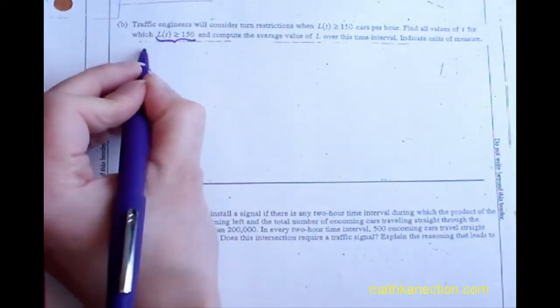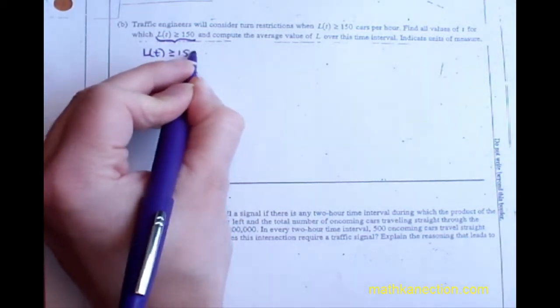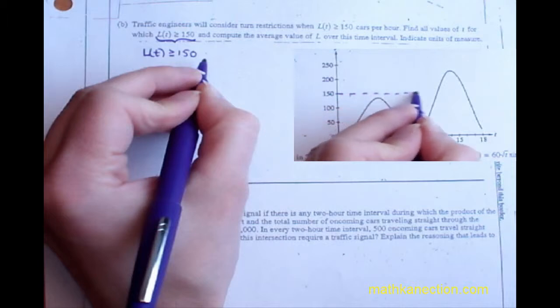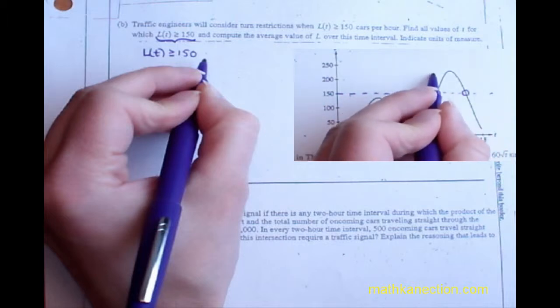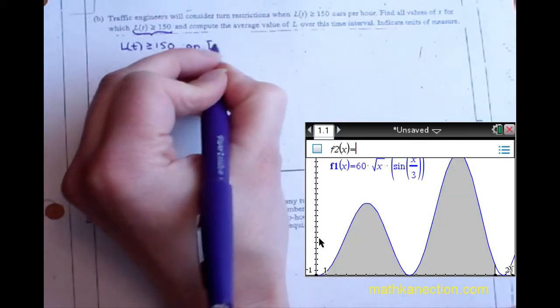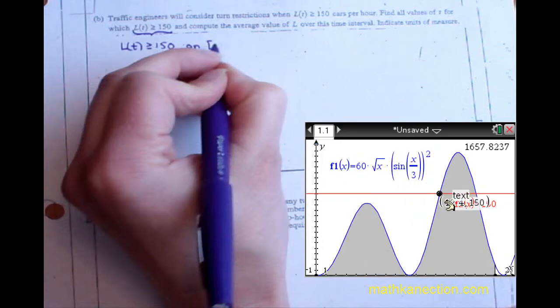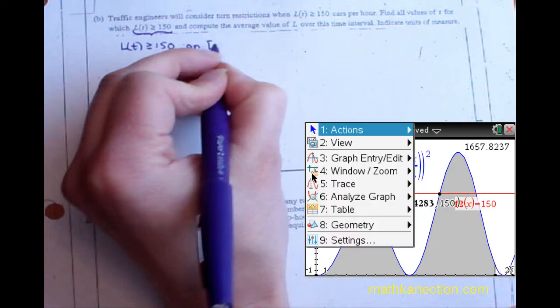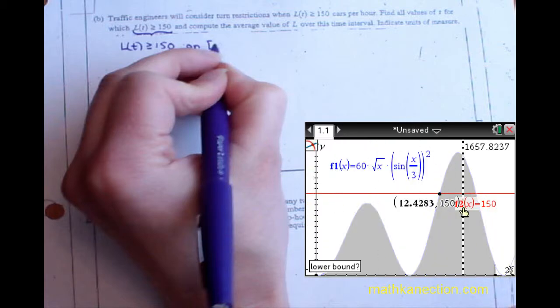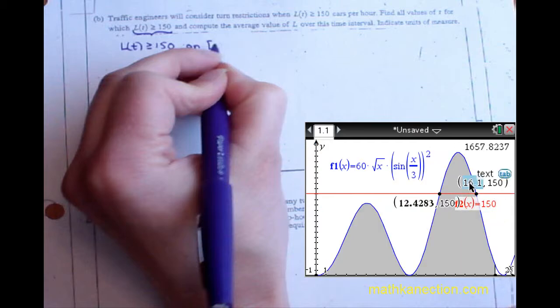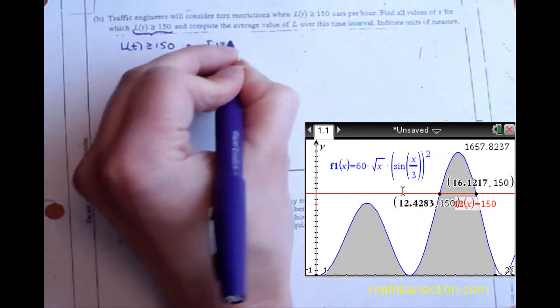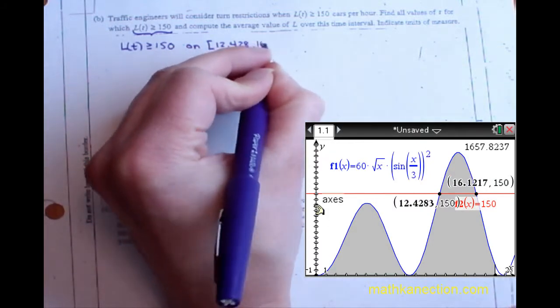So in part B, we have to find out when is L of t going to be greater than or equal to 150. On the graph, we have to take a look at when is that graph going to get above 150. So on the calculator, graphing that equation of 150, getting the intersection, storing those values into capital E, and then the other value of the intersection into capital F. So we've got the numbers 12.428 and 16.122.